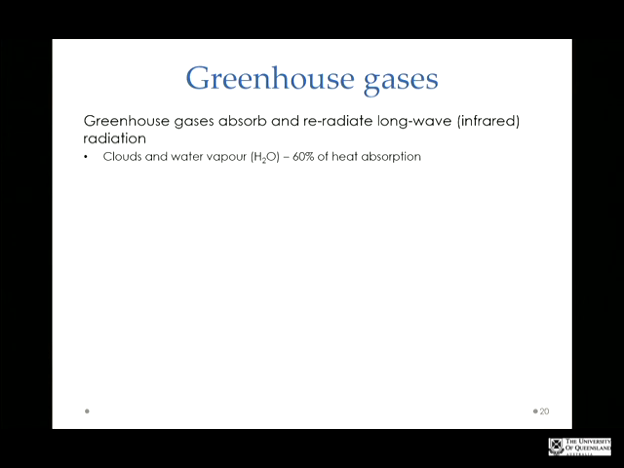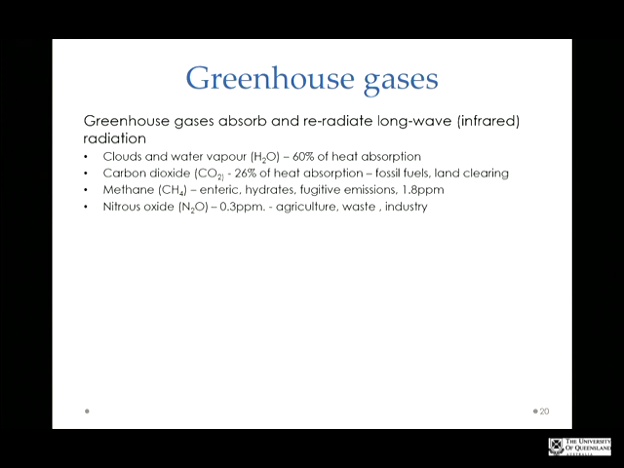So basically, the most heat in the air is absorbed by water vapor. Water vapor is not terribly efficient at it, but it's very prevalent in the air. The other ones that we know about commonly are carbon dioxide, methane, and nitrous oxide, which are the main greenhouse gases, obviously carbon dioxide being the biggest one. That absorbs about a quarter of the heat in the atmosphere, and that comes from fossil fuels and land clearing.